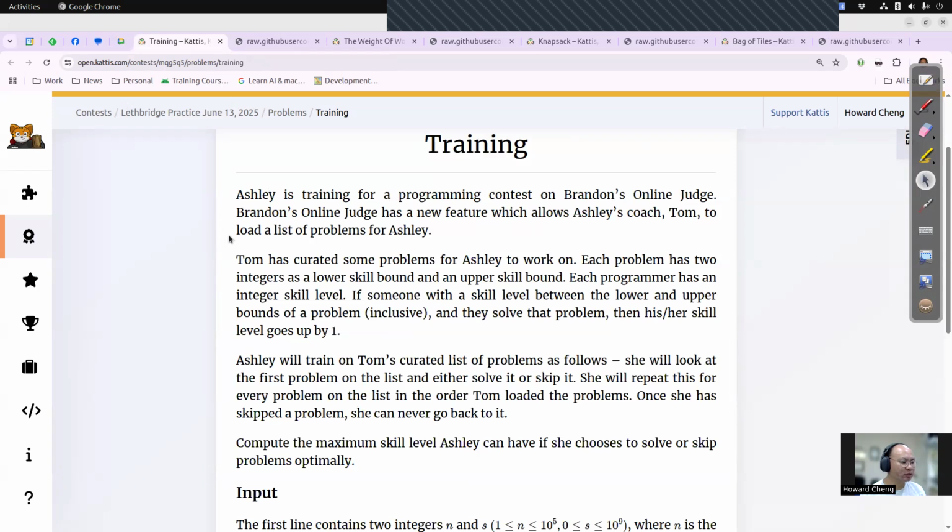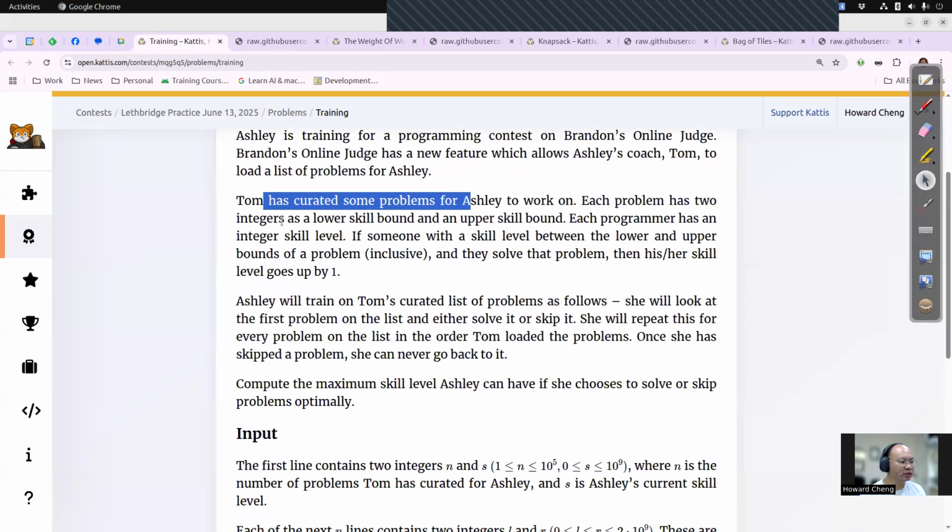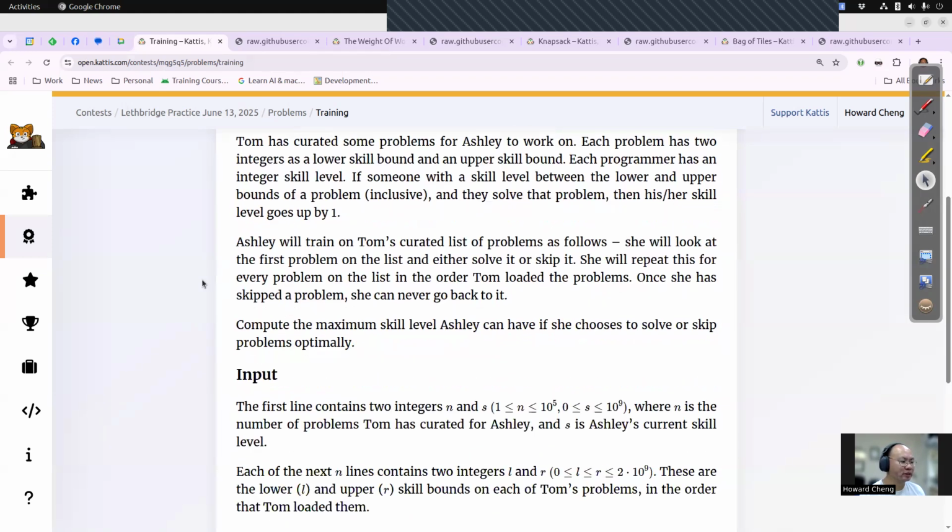So you have a bunch of problems. Thomas created some problems. Each problem has 2 integers as a lower bound and an upper bound skill level. Each programmer has an integer skill level. If someone with a skill level between the lower and upper bounds of the problem, inclusive, solves that problem, then their level goes up by 1. So if you want to solve a problem, your current skill level has to be between the lower and upper bound. And if you choose to solve it, then your skill level will go up by 1 from that point on.